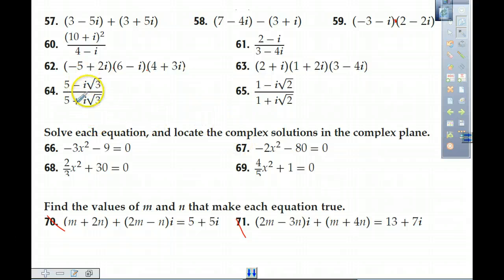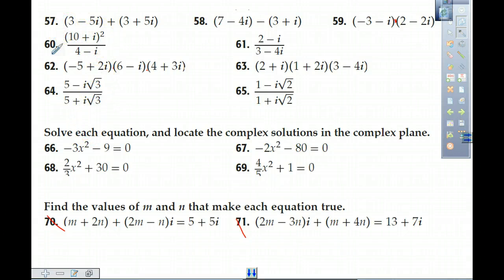Can you cancel these out? No. Not cancel these out. Again, that's something you would do if it was multiplying or dividing. It does not work when you're adding or subtracting. If this is just 5i root 3, then yes, definitely, but subtracting doesn't allow you to do that.